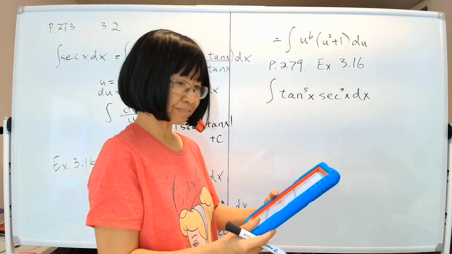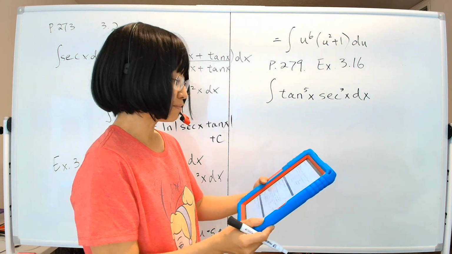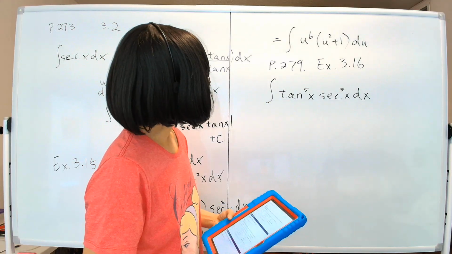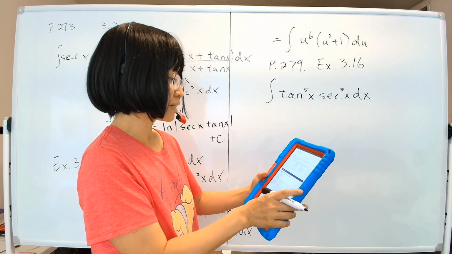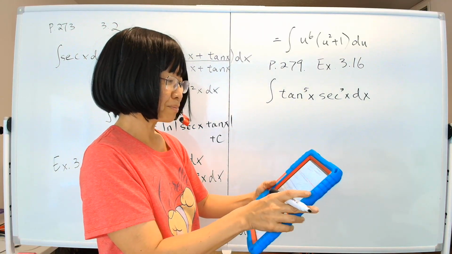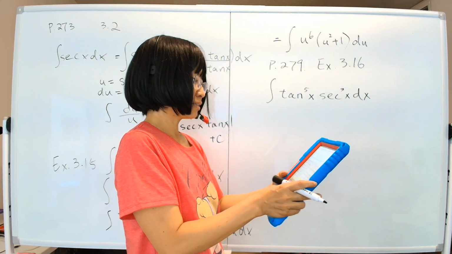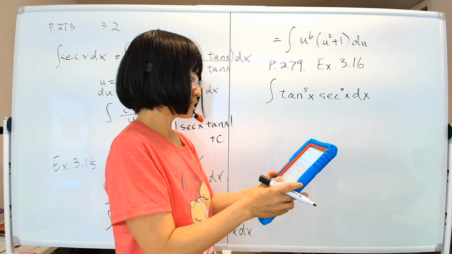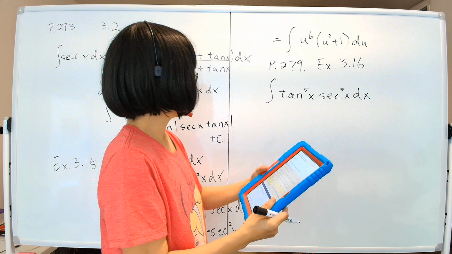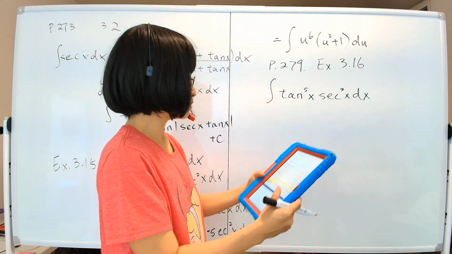Next, let's look at example 3.16, where we're integrating tangent to the power 5 x and secant to the power 3 x. Now that is the case where k is odd. K is the power of the tangent. So if k is odd, we'll go back to the previous page and look at strategy 2, which we're going to follow. What are we going to do then? We're going to write this thing with a secant tangent. Why is that? Because the derivative of the secant is secant tangent. So that's why we're going to do this.